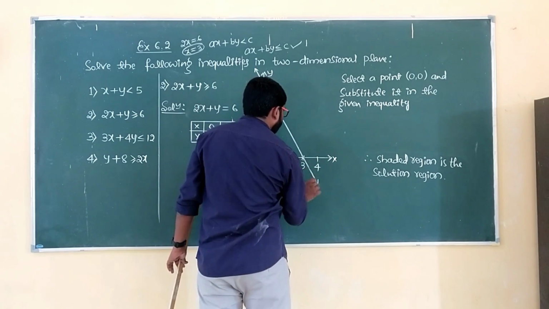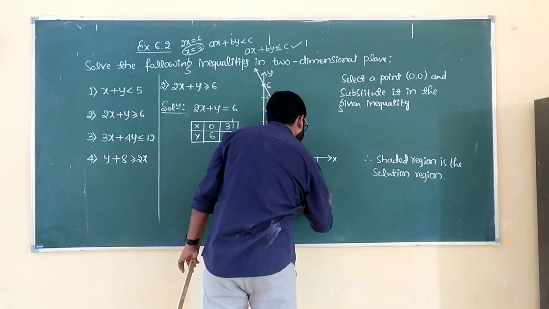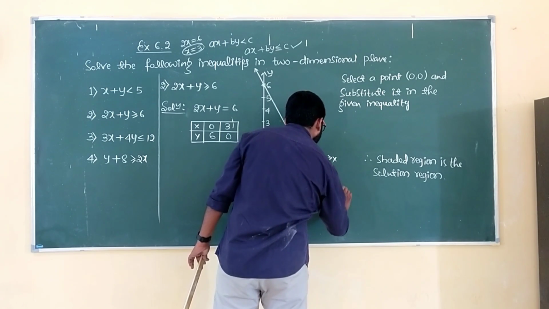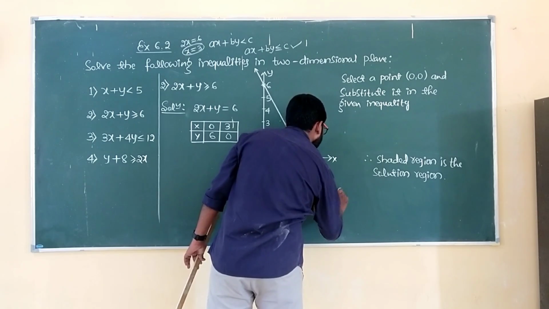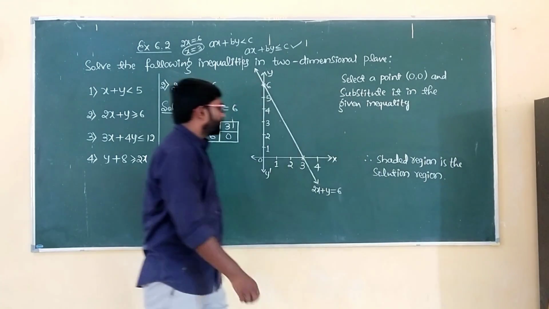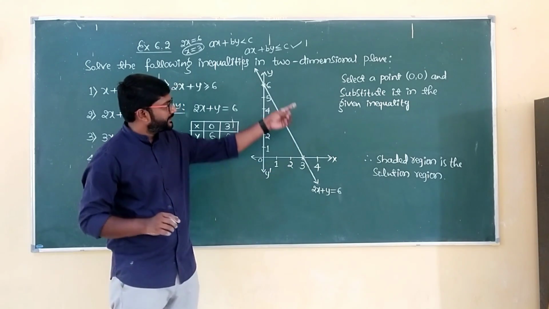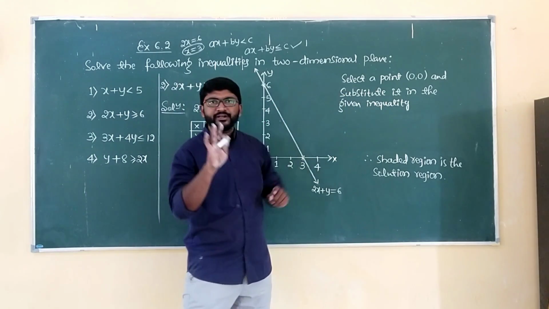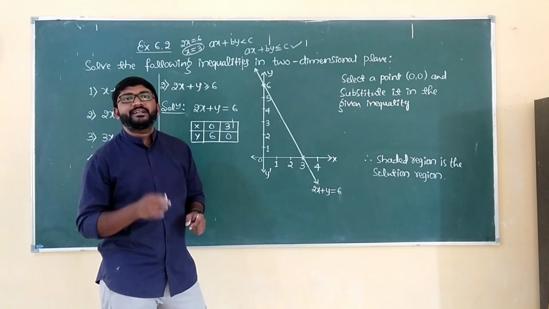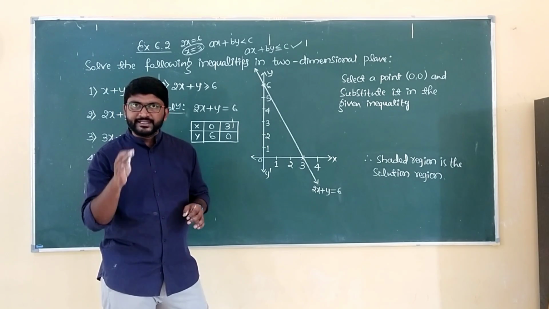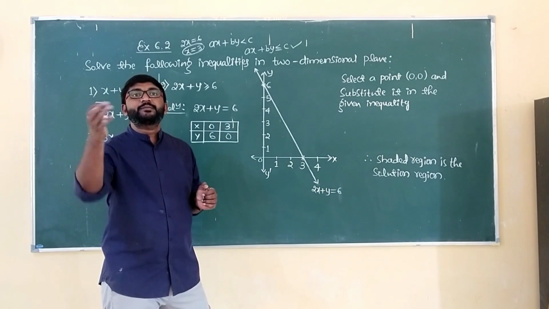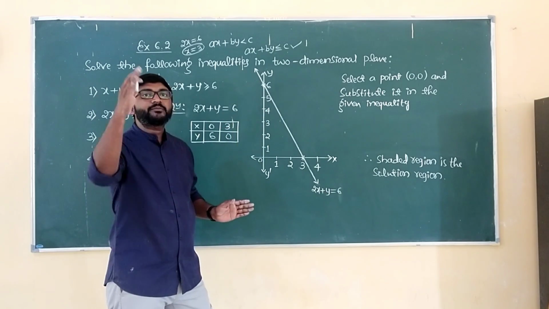So here we have to write the equation, that is 2x plus y equal to 6. 2x plus y equal to 6. Now we have to go for the shading process. This point remains the same. Select a point 0, 0 and substitute it in the given inequality and check whether it satisfies or not. If it satisfies, we have to shade the region towards the origin. If it doesn't satisfy, we have to shade the region away from the origin.